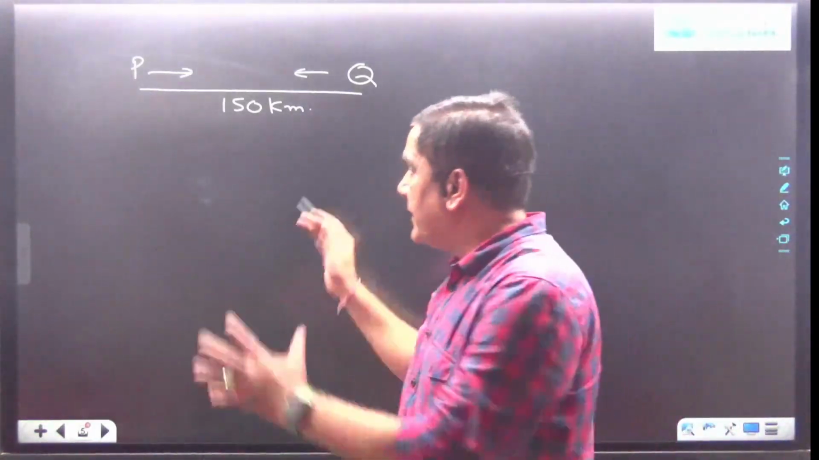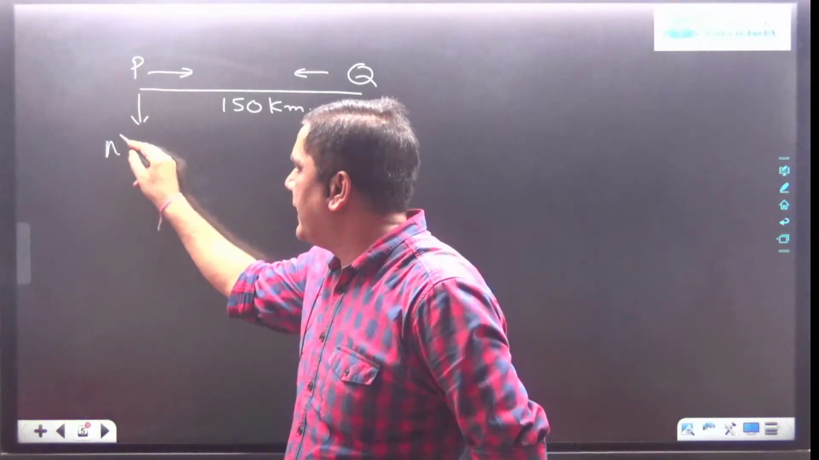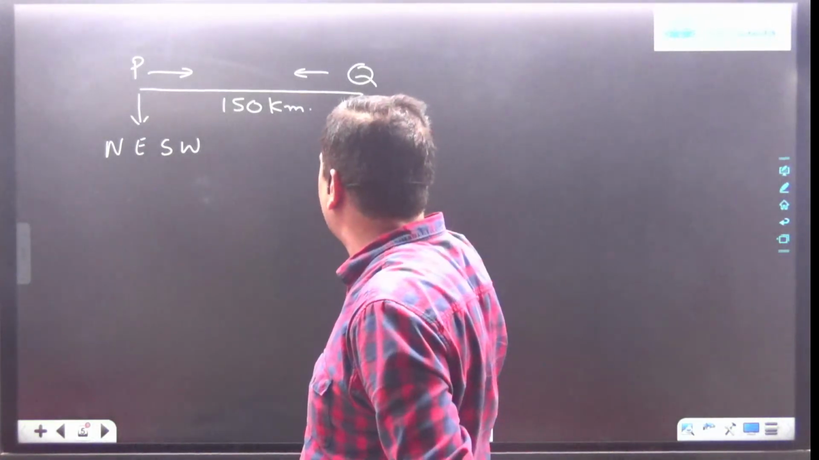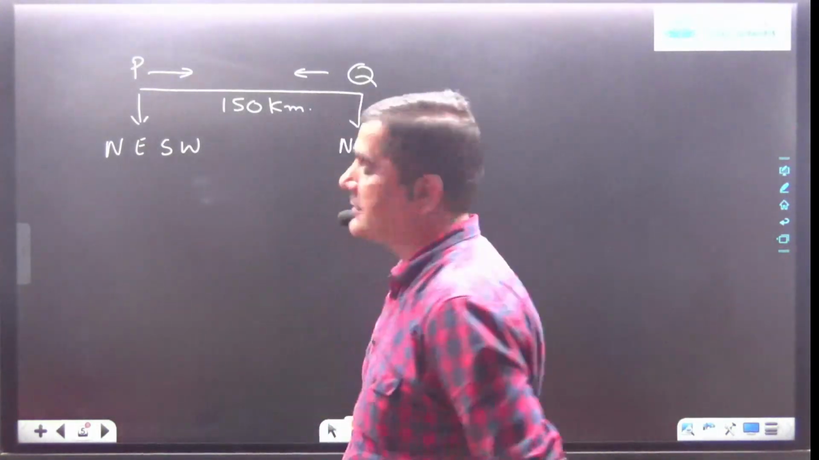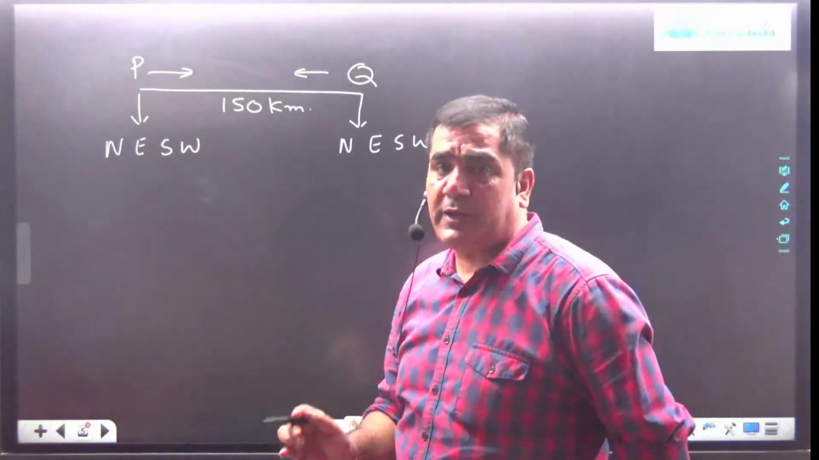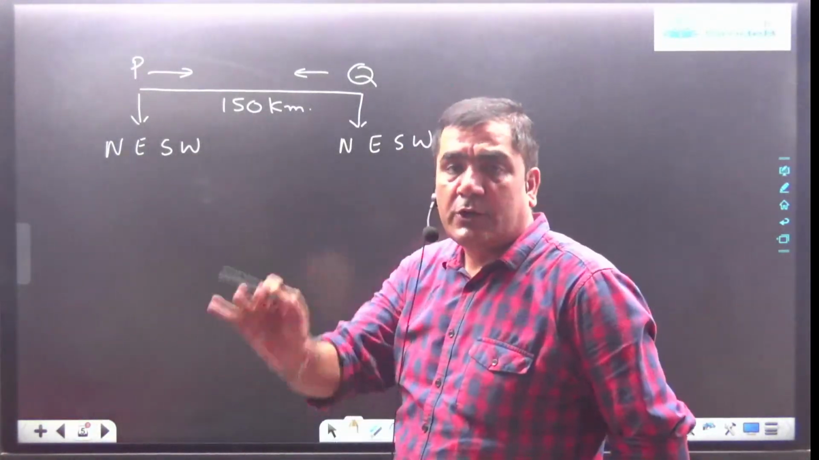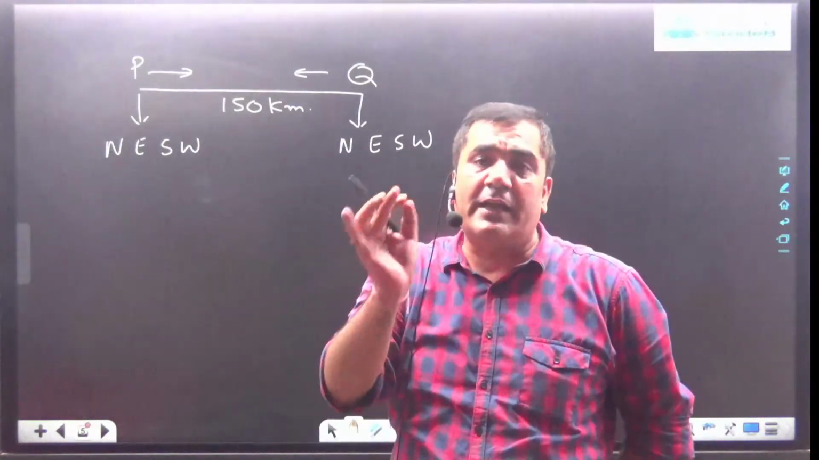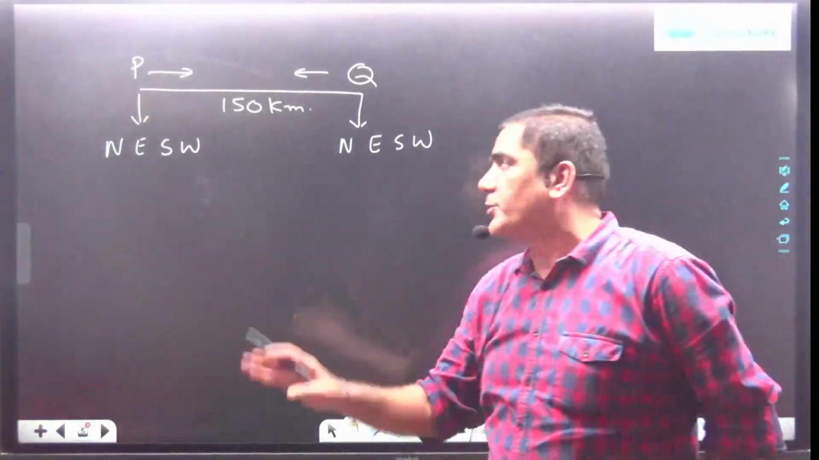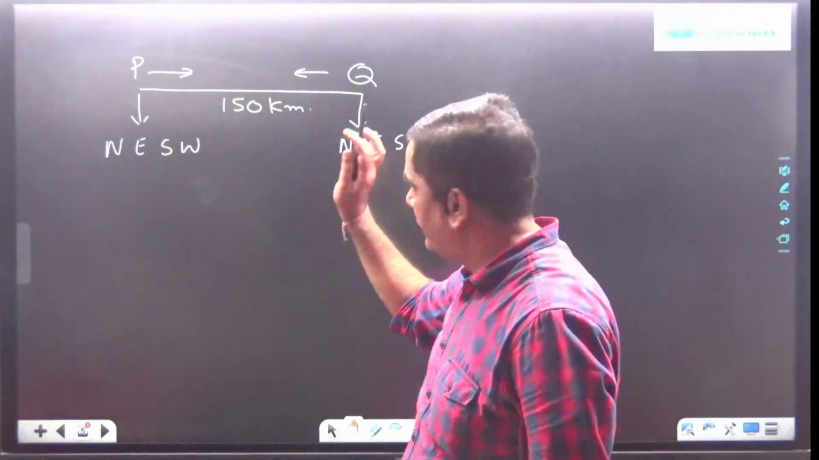Whenever some distance is given in between them, we have to plot a NESW for P and a NESW for Q. We will make 2 NESW, one for P and one for Q, same as what we did in the last class. But in the last class, if both came out to be south, we used to cancel it. Here in this case, you are not supposed to cancel any of them. Means I will plot the NESW for P and I will plot the NESW of Q.